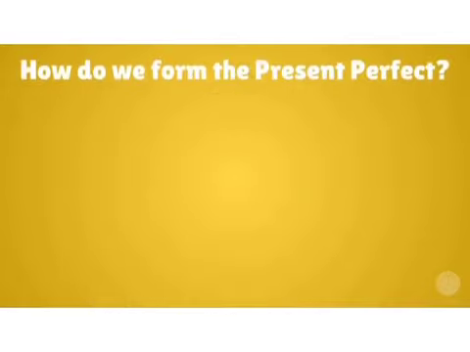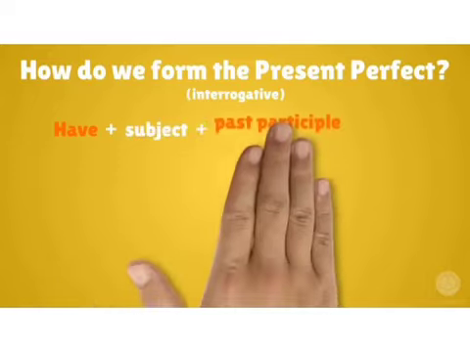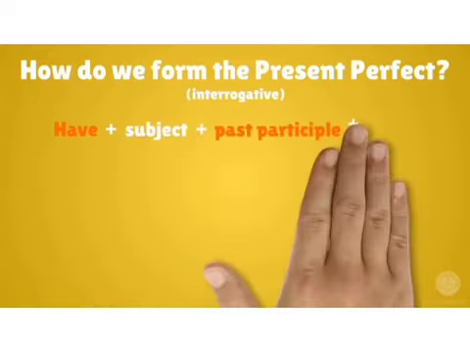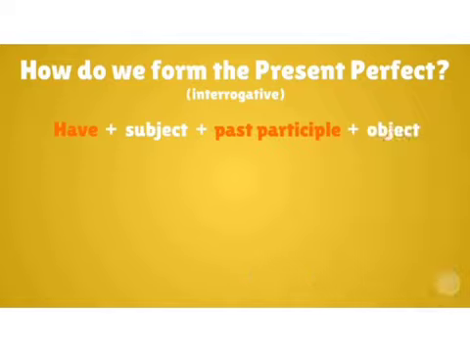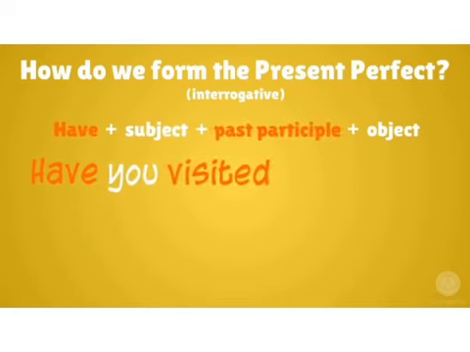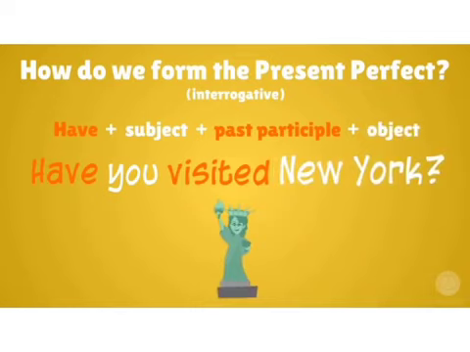So how do we form the present perfect interrogative sentence? For all the interrogative, we take the helping verb have or has to the front, and hence the interrogative sentence forms. Have plus subject plus past participle plus object. Have you visited New York?